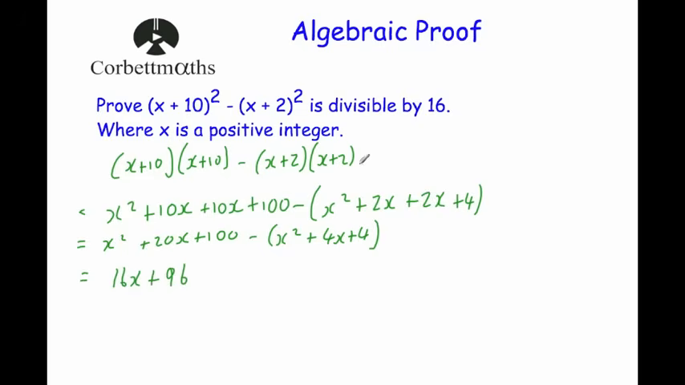Now, we've been asked to prove that this is divisible by 16. So we need to show this expression is divisible by 16. To show that, we're going to take 16 out as the common factor, so we're going to factorize it. So 16 bracket, and that would leave us with x plus 6. Now here we've got 16 times this bracket. Keep in mind x is a positive integer, so the value of this bracket will be a positive integer, and we're multiplying it by 16. If we do 16 times anything, that's going to be in the 16 times table. So that means it is divisible by 16. And that's it.